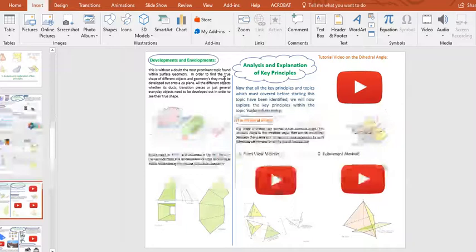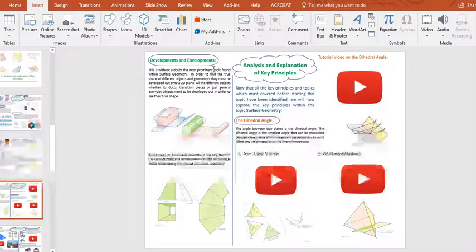And finally, developments and envelopments. Obviously this is probably the largest area, the main topic that would be linked with surface geometry, because obviously we're developing these surfaces out that we're being given.